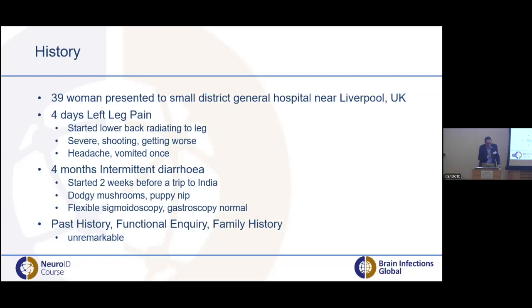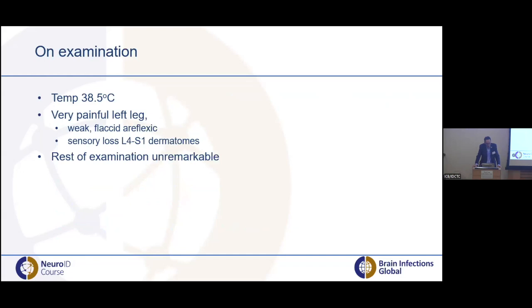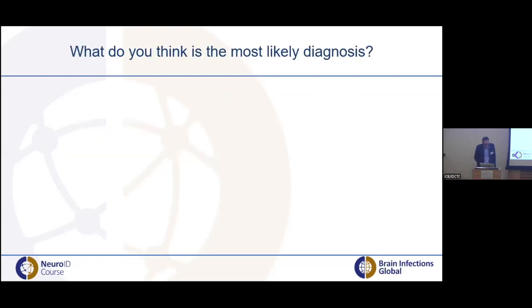And 4 months before this, she'd been on holiday in India, where she'd had diarrhea and she'd eaten some dodgy mushrooms. She'd been nipped on the ankle, a little bite by a puppy dog, and she'd had some testing of her bowel that actually was normal. So on examination in the hospital, she had a fever and a very painful left leg, which was flaccid with no reflexes, and she'd lost some sensation. And the rest of the examination was unremarkable. So what things are going through your mind about possible diagnoses?